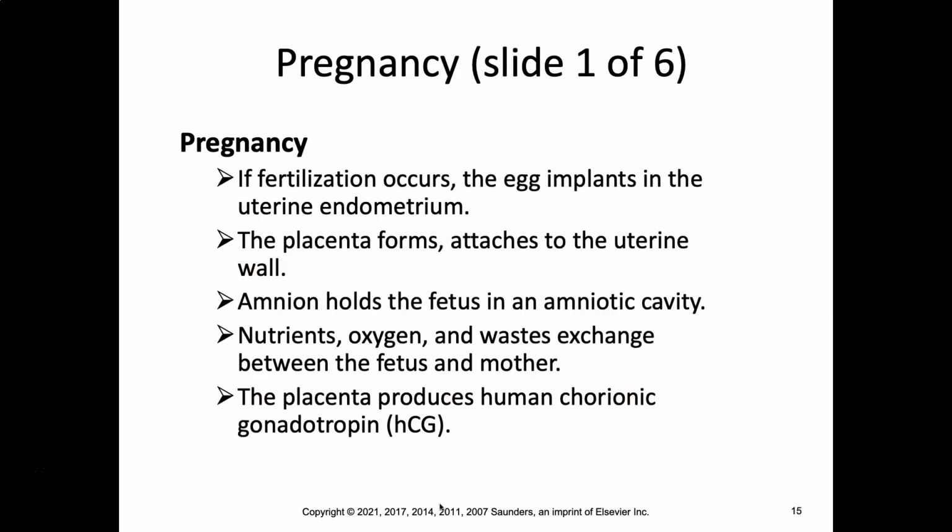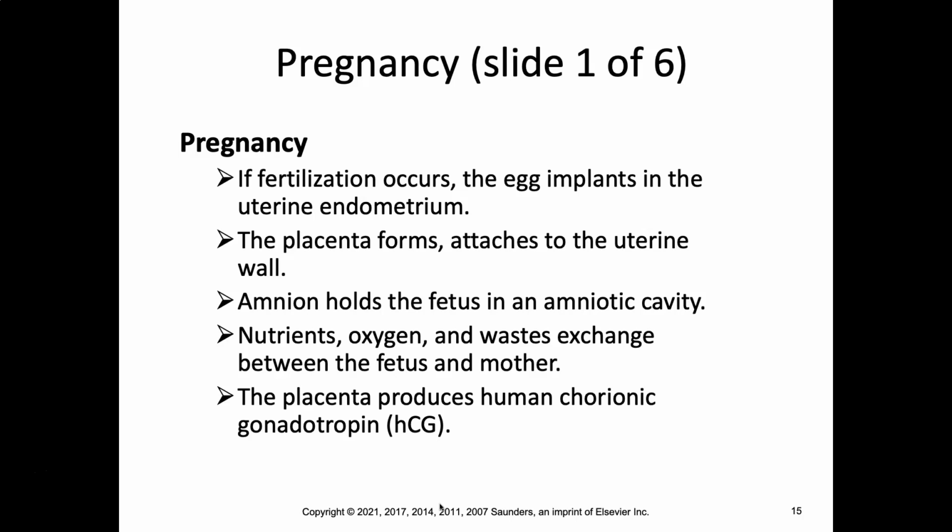Pregnancy. If fertilization occurs, that means that the egg is penetrated by the sperm and fertilized. Then the egg implants in the uterine endometrium. The placenta forms and attaches to the uterine wall. Amnion holds the fetus in an amniotic cavity. Nutrients, oxygen, and waste exchange between the baby and the mother. And the placenta produces human chorionic gonadotrophin, HCG. And that's what a pregnancy test does. A pregnancy test measures the level of HCG in a woman's urine.